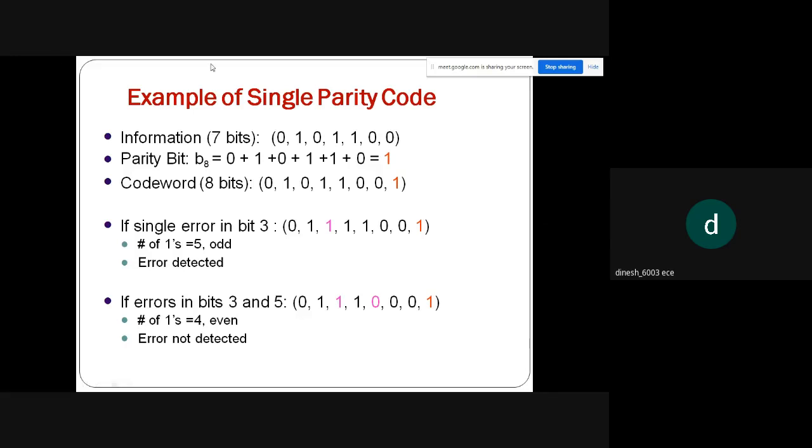Okay. So when you count the ones in the original code word, 1, 2, 3, 4, only 4 ones are there. There are 4 ones, so you will get an even parity. It is correct. But this gives you odd parity. It shows that it is an error. Understood?